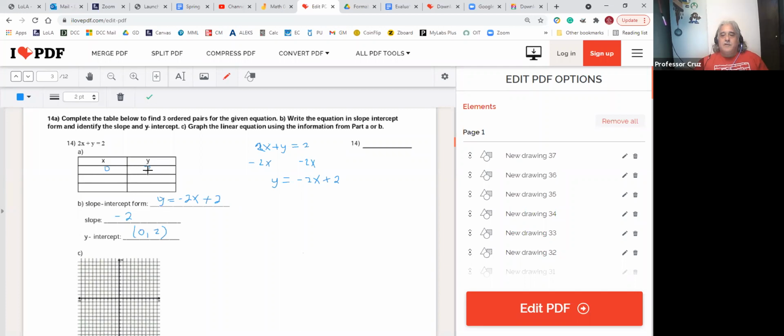So there's one. Let's go ahead and do y is equal to 0. When y is 0, then 2x is equal to 2. So there's that other point. And then we'll see if we can get the other one by doing rise over run.